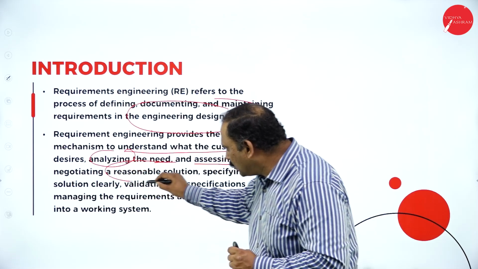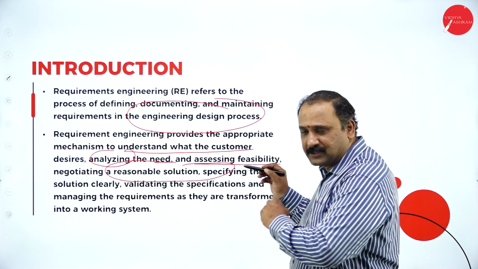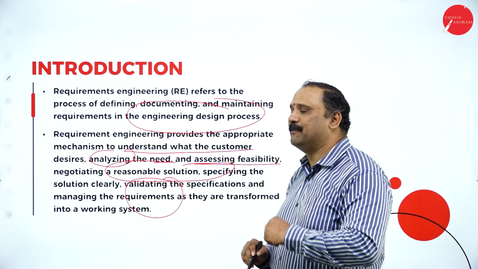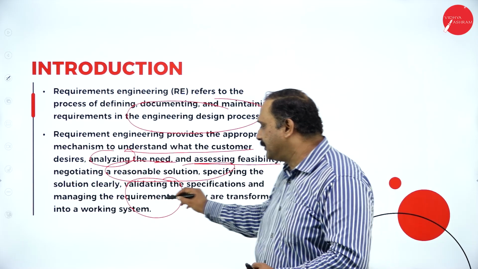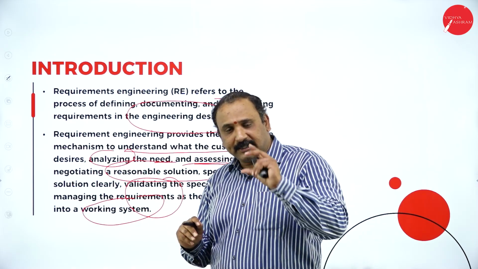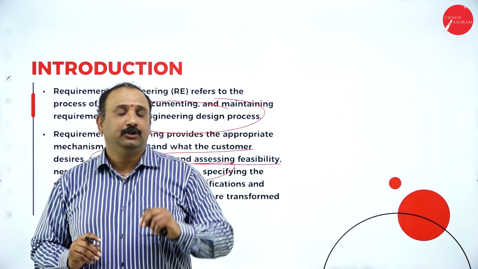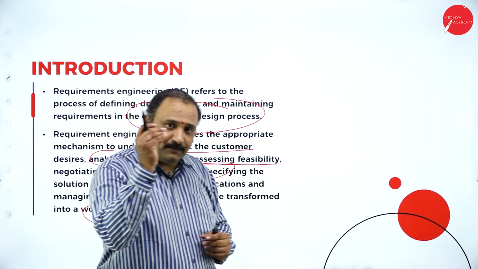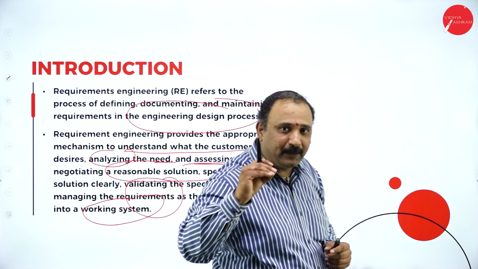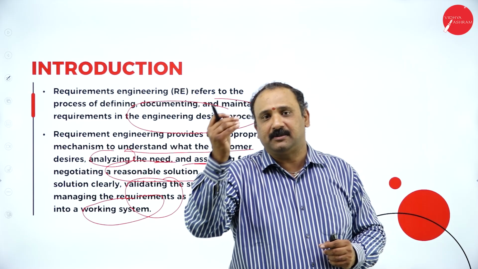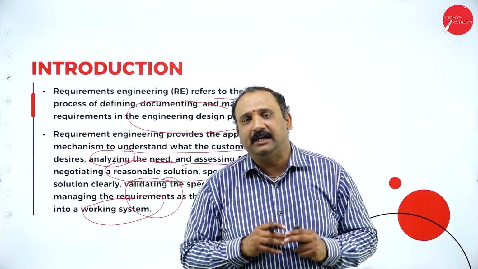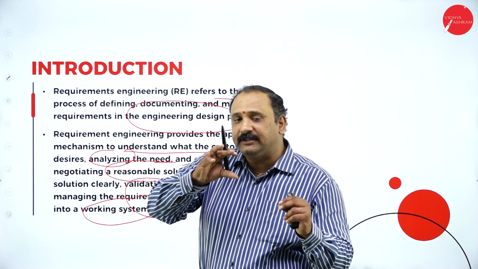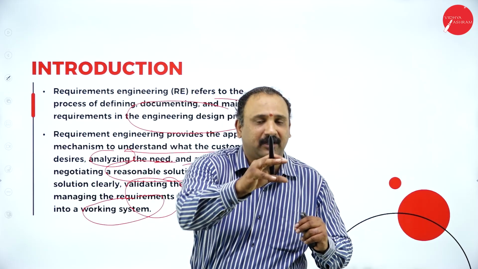We can also get on to negotiating a feasible or a reasonable solution, specifying the solution clearly, validating the specification and managing the requirements so that they can be transformed into working system. Now, the second part of the project is that though the customer wants something unique, special, but again, it comes back to the point whether we will be able to do exactly what the customer is asking for. Sometimes it becomes very important to understand this factor that everything is not feasible according to the customer.